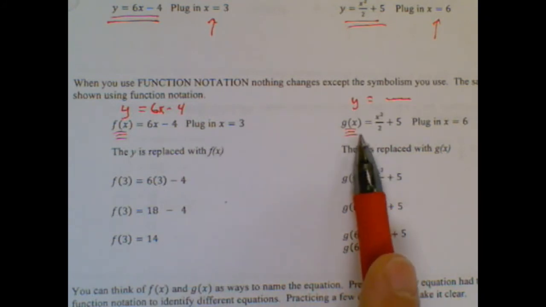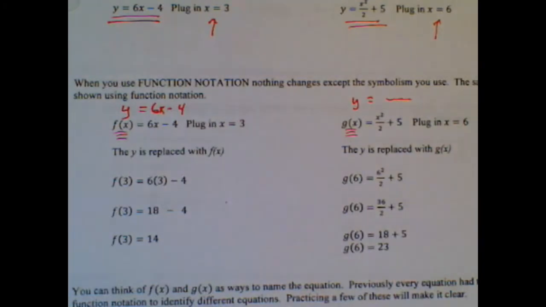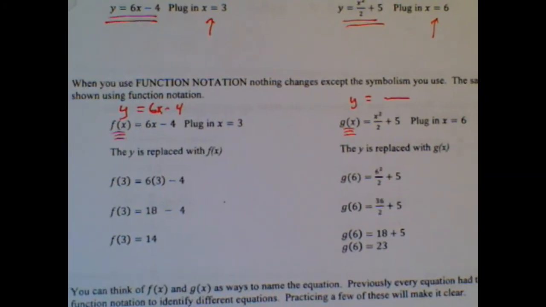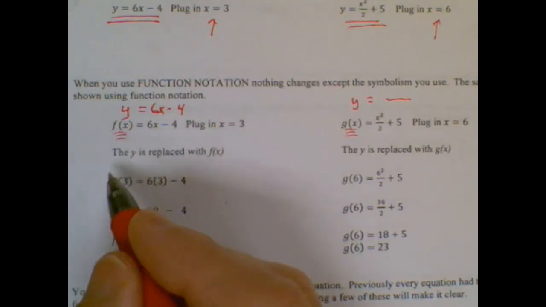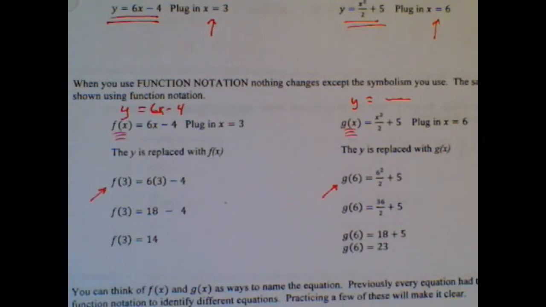We plugged in a 6 up above, so this is g of 6. And where you see an x, you see a 6. Nothing else has changed. We're just changing what the symbolism looks like. And you can think of it as giving your function a name. So now every function out there in the world is not named y. Some might be named f, some might be named g, a. You can just give whatever name you need.